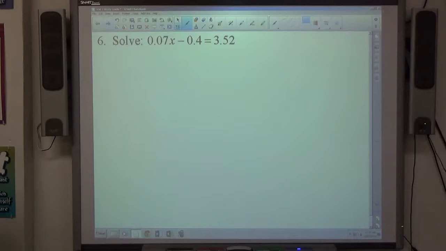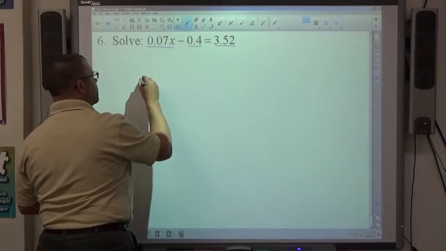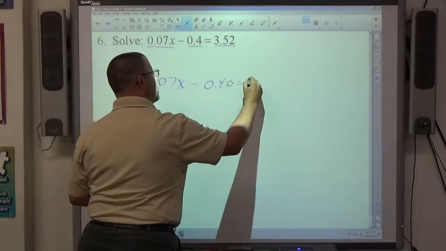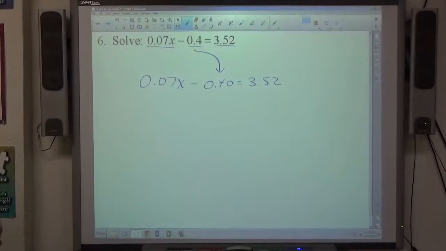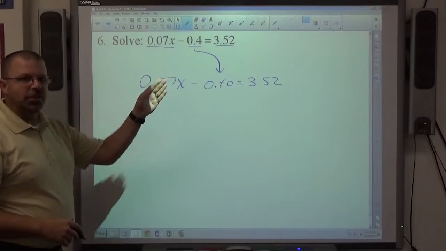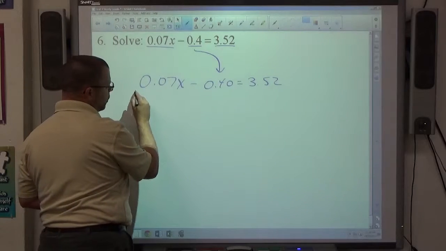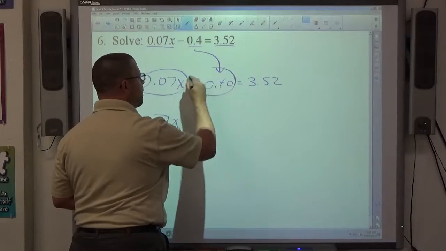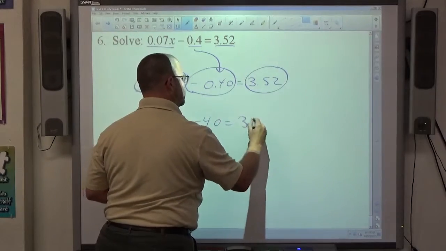Number 6, a decimal equation. The only thing that maybe makes this more complicated is the decimals. We have 2 decimal places, 1 decimal place, 2 decimal places. I'm going to add a 0 to the back of that one to create 2 decimal places. And once everything has the same number of decimal places, then we simply take out the decimals, leaving whatever's left over. So this is going to be 7x, this is going to be minus 40, this is going to be equal to 352.